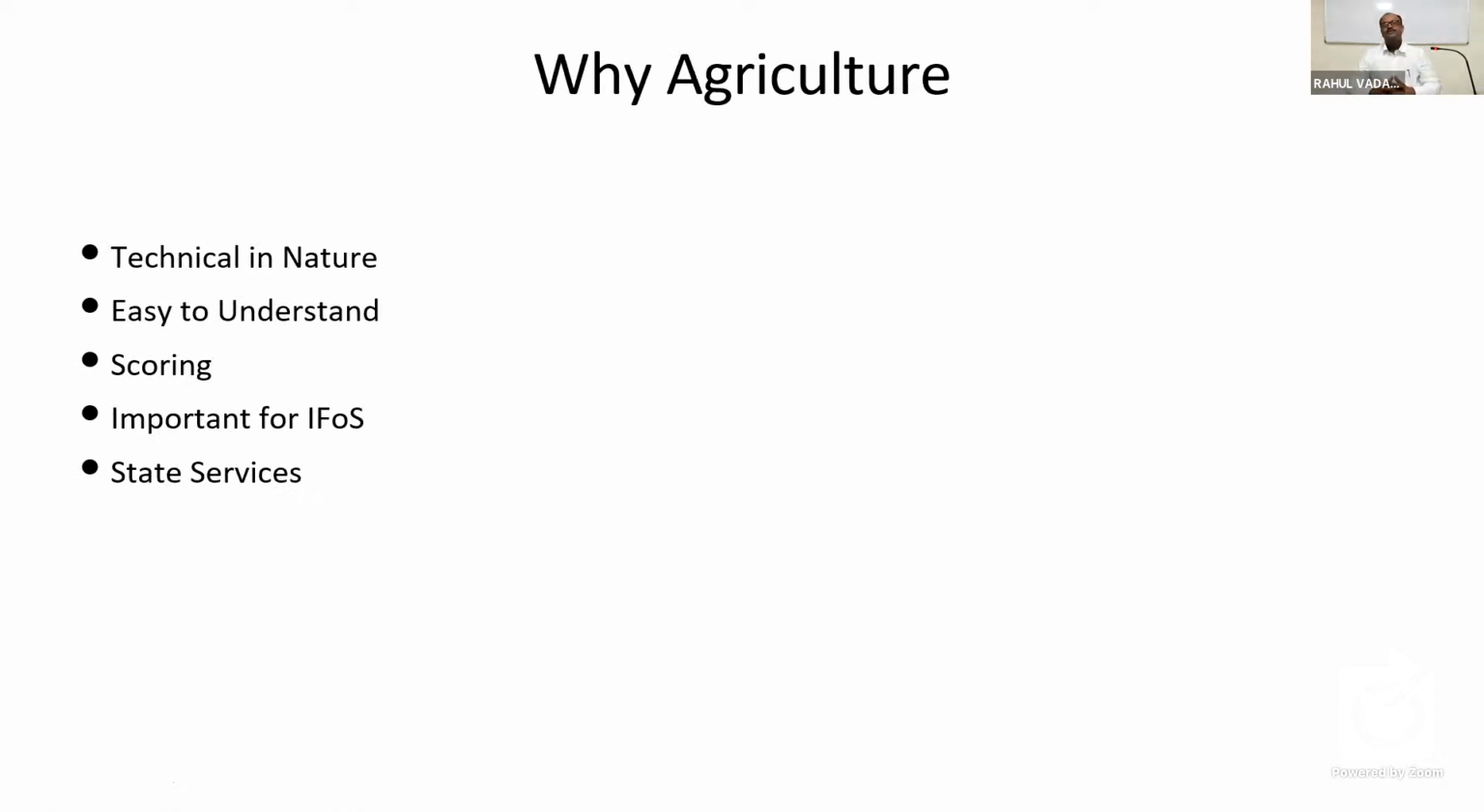So why agriculture now? First, it is technical in nature. If you see the syllabus, you will find that it's technical. It's not dynamic; 80 to 90% of the syllabus is static. So whatever you read, the same things will be asked in your exam. Just C3, C4. What do you mean by C3 and C4? Paper 2: give the examples of C3 and C4, the Krebs cycle. They will generally ask this. PS1 system, PS2 system. Just write it down there.